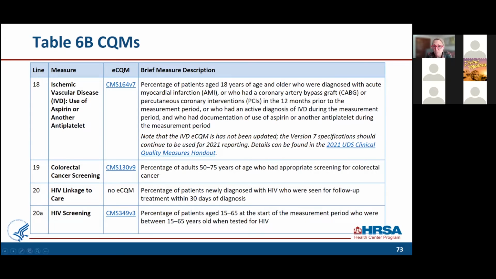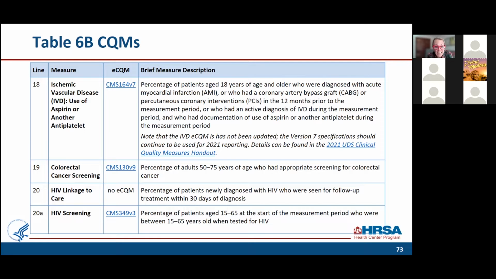HIV linkage to care reported on line 20 of table 6B does not have a corresponding eCQM. This measures the percentage of patients newly diagnosed with HIV at the health center who were seen for follow-up treatment and linked to care within 30 days of that first diagnosis. Just know that this is limited to patients diagnosed for the first time ever. If they have ever received a diagnosis of HIV before, then it's not their first ever diagnosis, and they would not be included in the denominator for this particular measure.